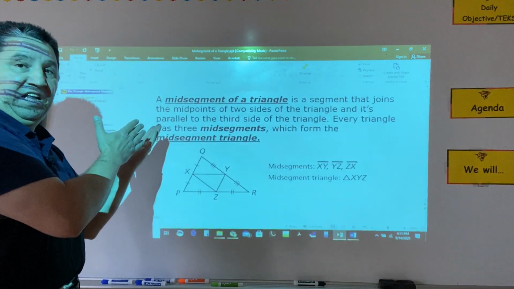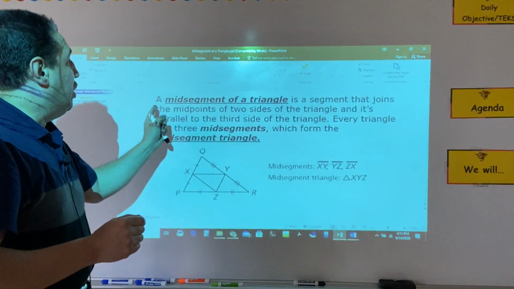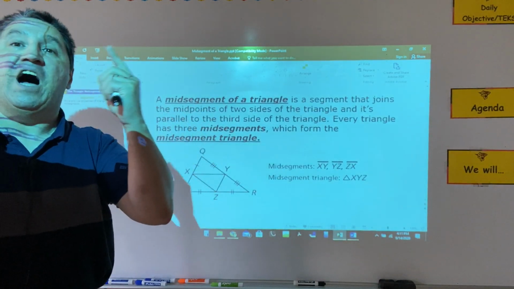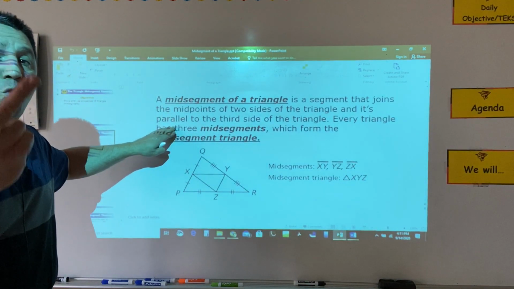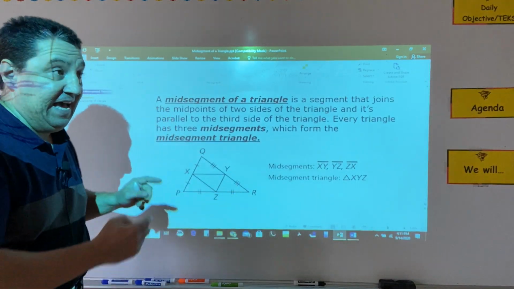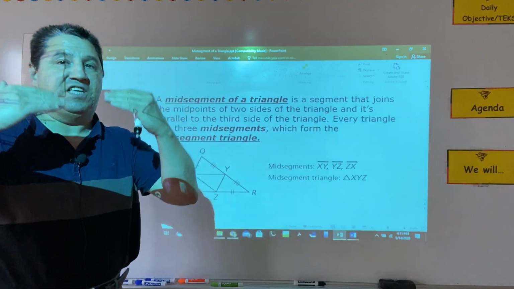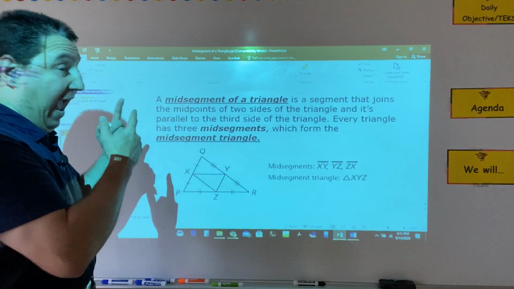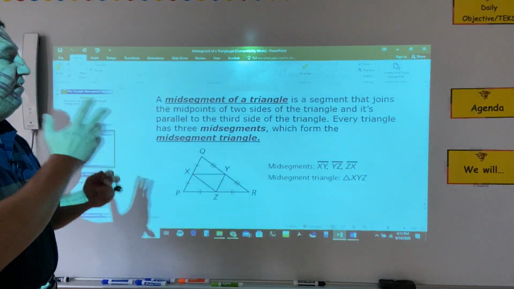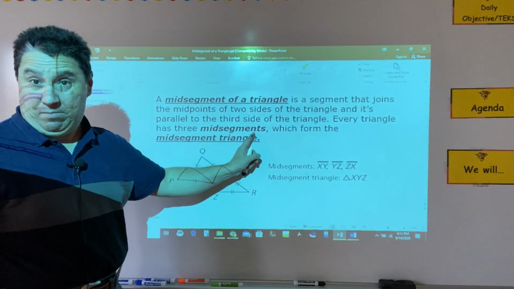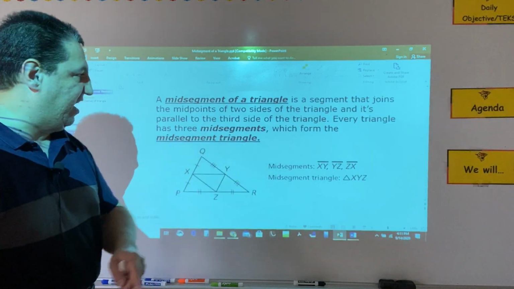A mid-segment of a triangle is a segment that joins the midpoints of two sides of the triangle and has two main properties. A mid-segment is parallel to the third side of the triangle and is half of this side. Every triangle has three mid-segments, which form the so-called mid-segment triangle.